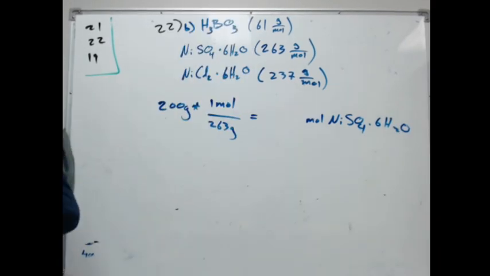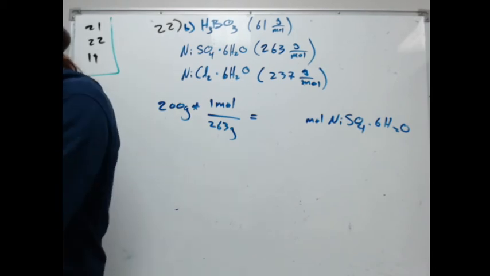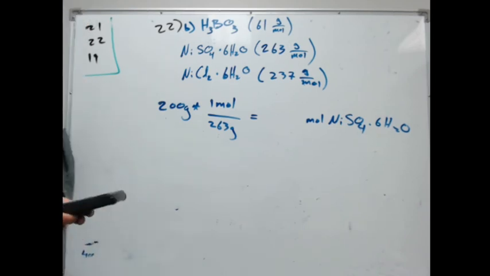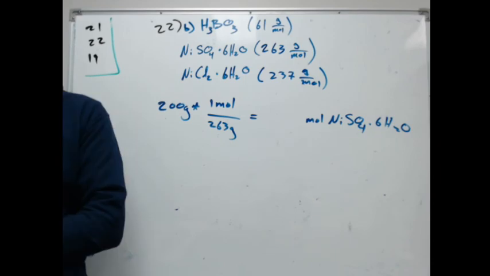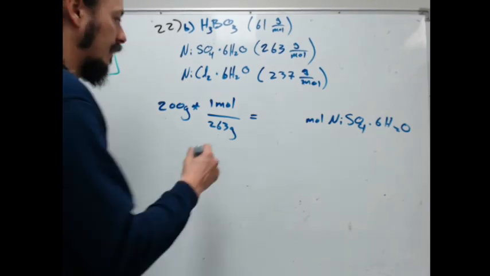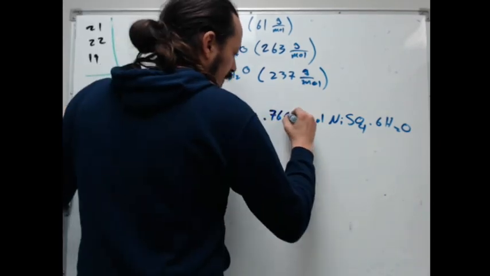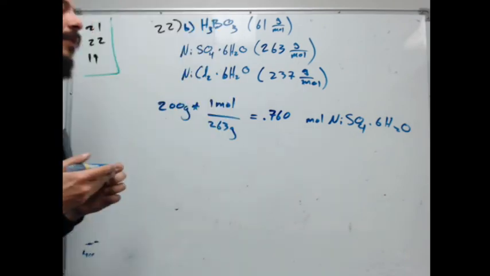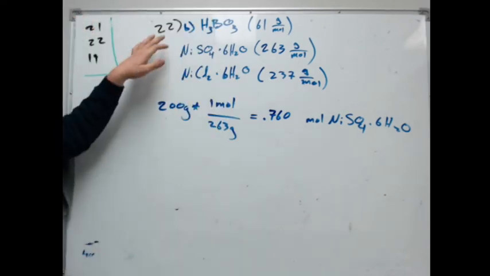200 divided by 263 is going to be like 0.75-ish. I've got a calculator right here. Let's check. 200 divided by 263. 0.76. So that's how many moles of nickel sulfate we have. We can do the same thing with our nickel chloride.